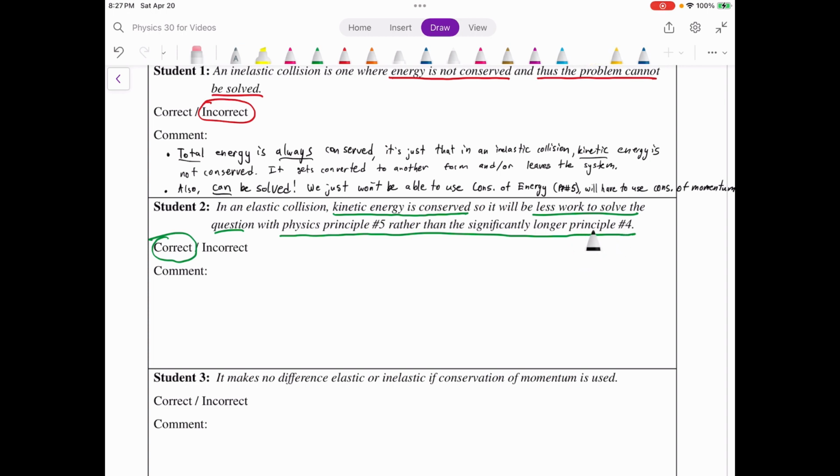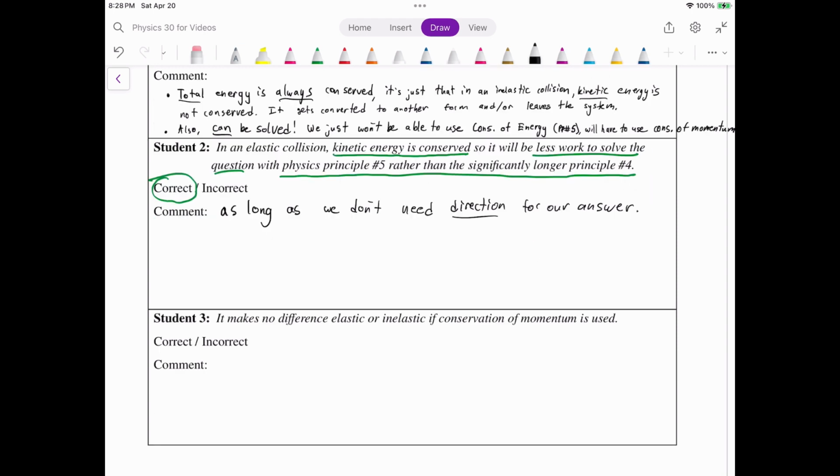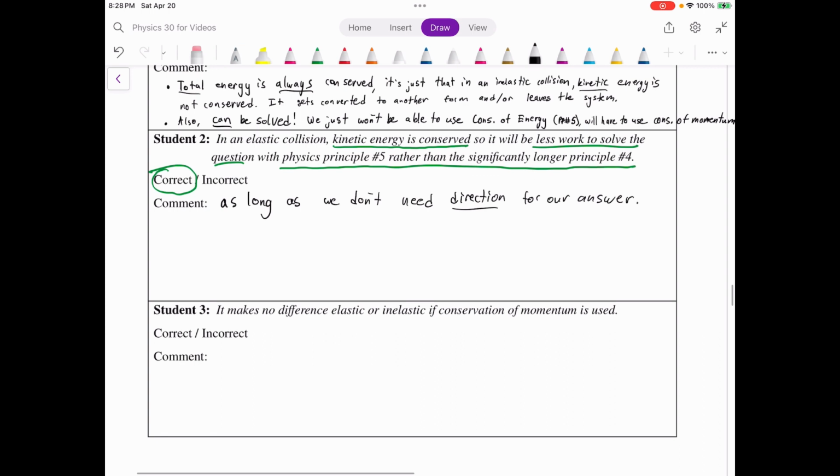So we would need to use conservation of momentum, a vector that can give us direction, right? So they are correct, but this stops being true if we need direction for our answer, right? All right, moving on to student 3 here now then.